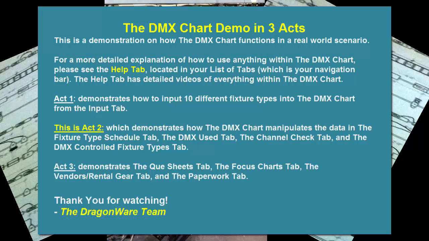The Help tab has detailed videos of everything within the DMX chart. Act 1 demonstrates how to input 10 different fixture types into the DMX chart from the Input tab. This is Act 2, which demonstrates how the DMX chart manipulates the data in the Fixture Type Schedule tab, the DMX Use tab, the Channel Check tab, and the DMX Controlled Fixture Types tab. Act 3 demonstrates the Cue Sheets tab, the Focus Charts tab, the Vendor and Rental Gear tab, and the Paperwork tab.